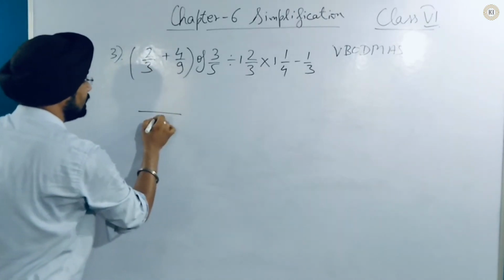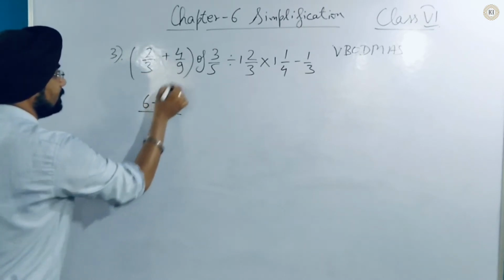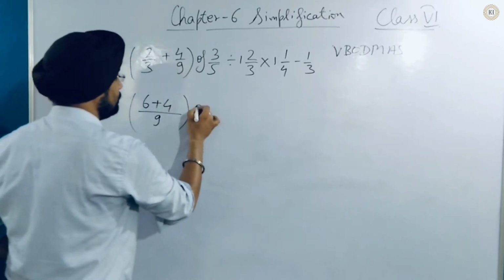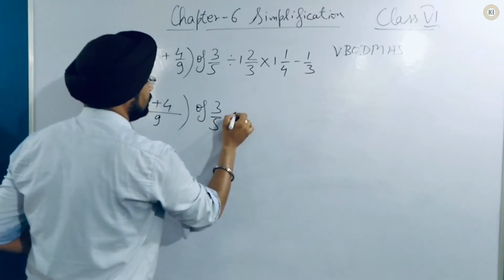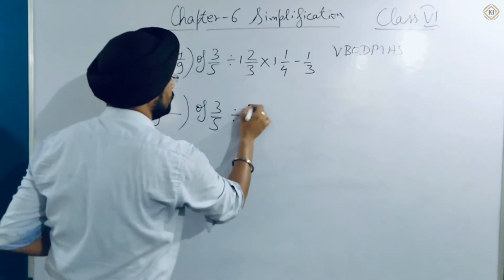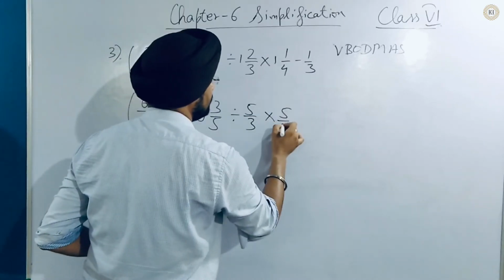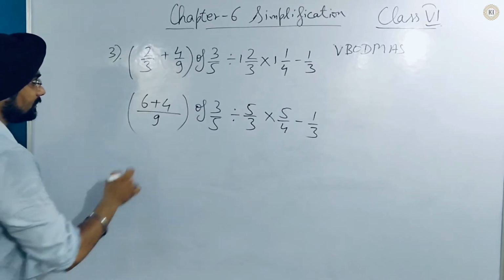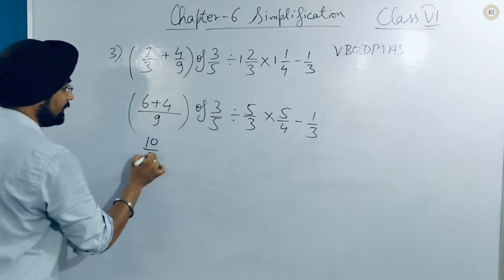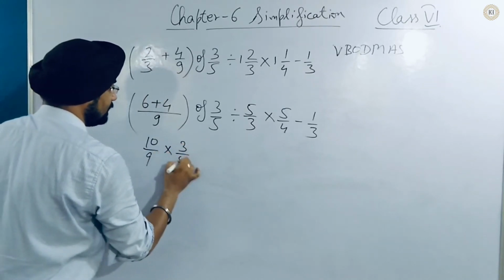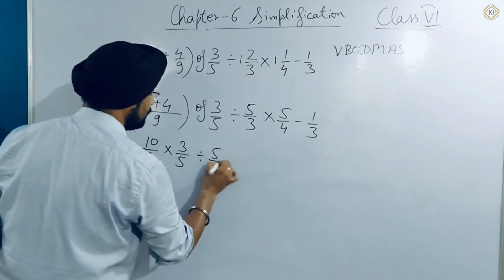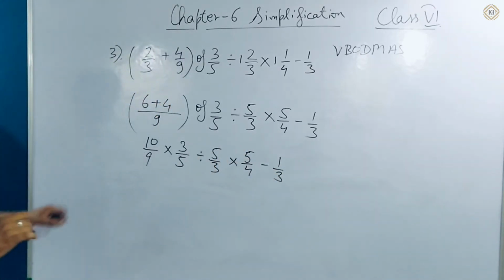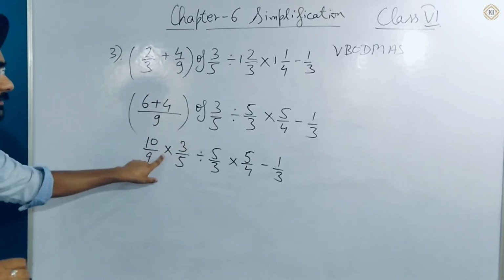So LCM is 9, 3 3s are 9, 3 2s are 6, plus 4. The other values we are not going to disturb. Divide: this we can change, 3 1s are 3 plus 2, 5 by 3, multiply 5 by 4 minus 1 by 3. Now inside the bracket we will get 10 upon 9, of means multiply, 3 upon 5, divide 5 by 3, into 5 by 4 minus 1 by 3. Now we are going to solve this part because of stands for multiply.